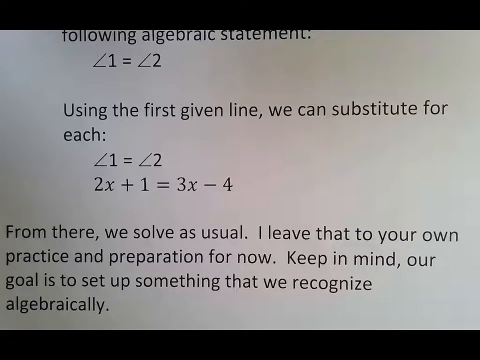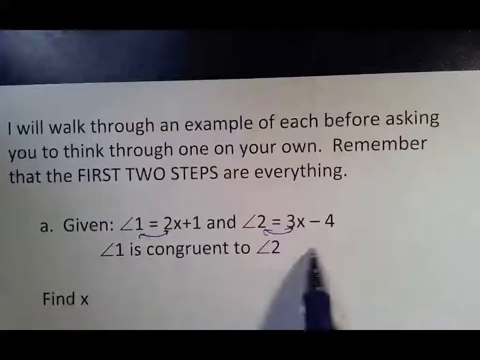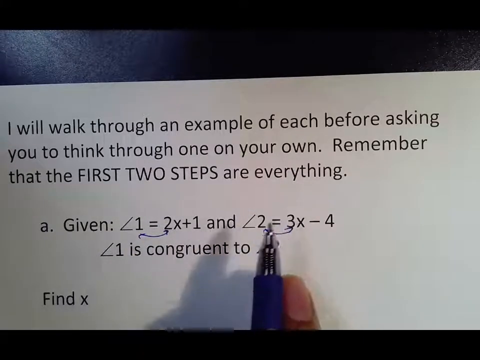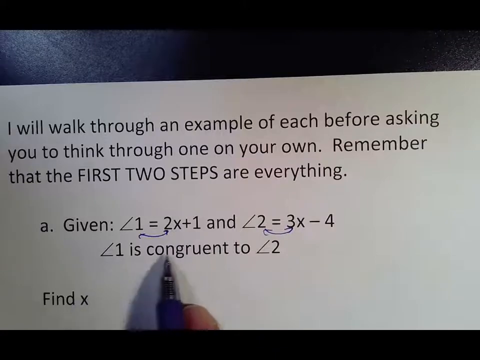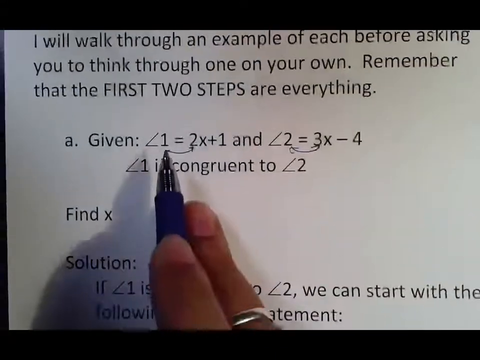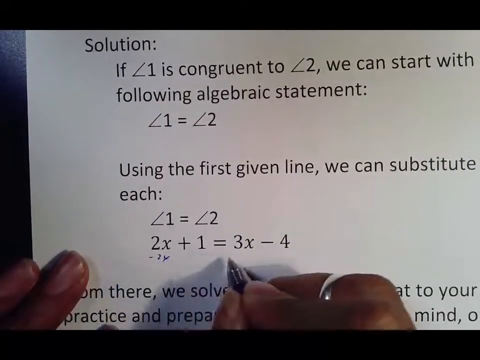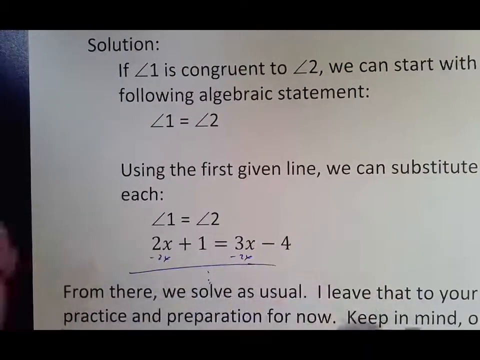So again, keep in mind, the goal is just making sure we set up something that we recognize. This is our starting point. We don't know what we're doing there. That's just a bunch of words to us. But what we can do is take these words and say, well, that means angle 1 is equal to angle 2. This means I can turn angle 1, I can turn angle 2, and then all of a sudden I have something where all I have to do is start solving and getting my answers as I normally would.